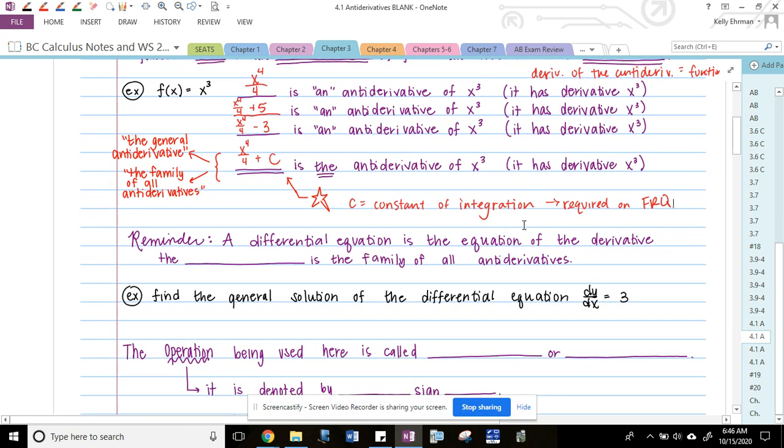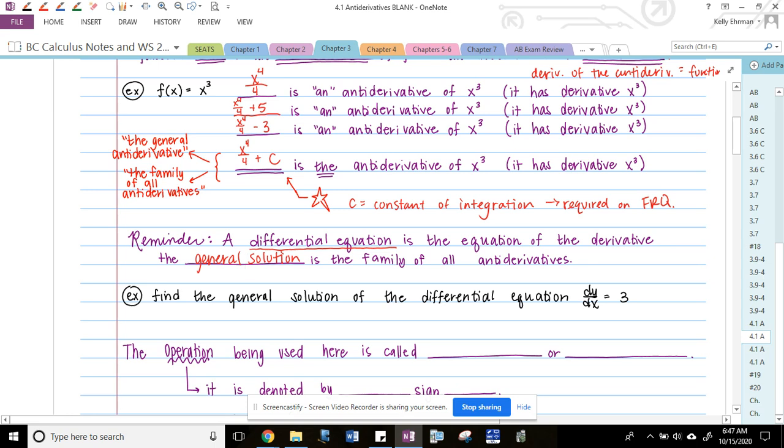A reminder, a differential equation is the equation of the derivative, and the general solution will be the family of all antiderivatives. We did differential equations before. That's where you solve for dy dx and had both x and y variables, at least in your original equation. So that was the equation of the derivative, and the general solution would be our family of all antiderivatives.